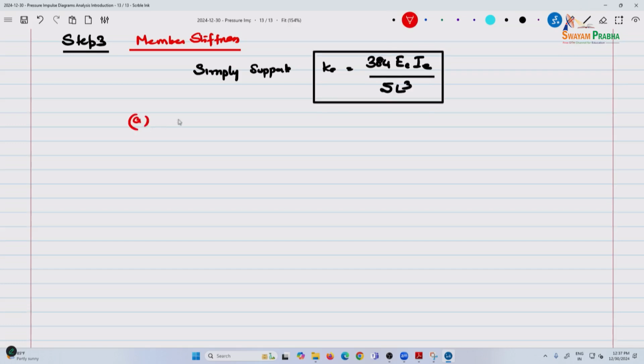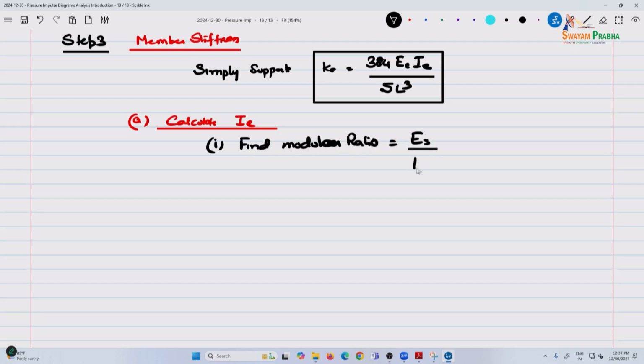So, first we calculate the effective moment of inertia. Part of it is to find the modular ratio, which is E_S divided by E_C. For E_C in the US there are more complicated equations. The simplest one is 57,000 square root of f_c prime. This is in PSI units.